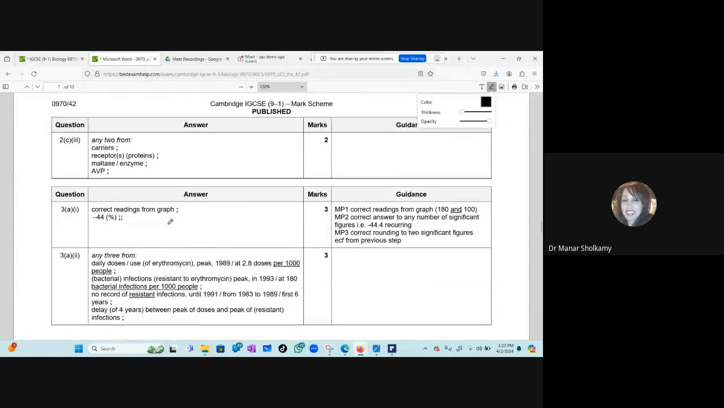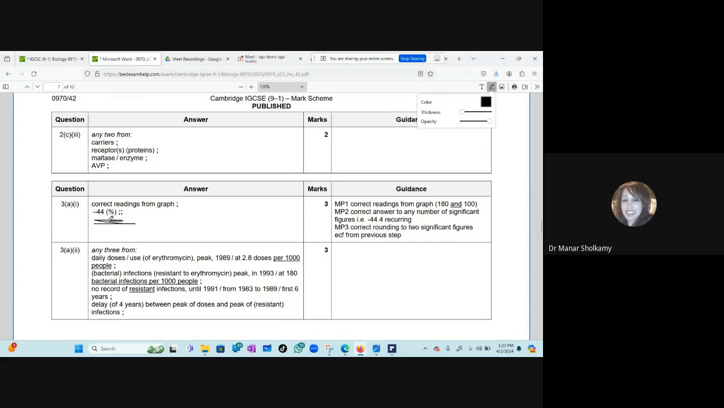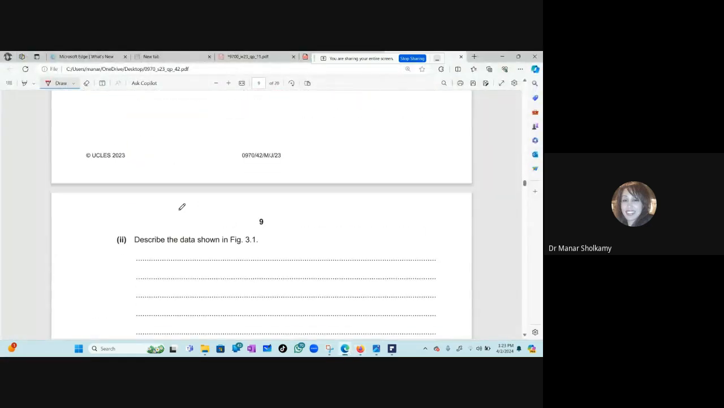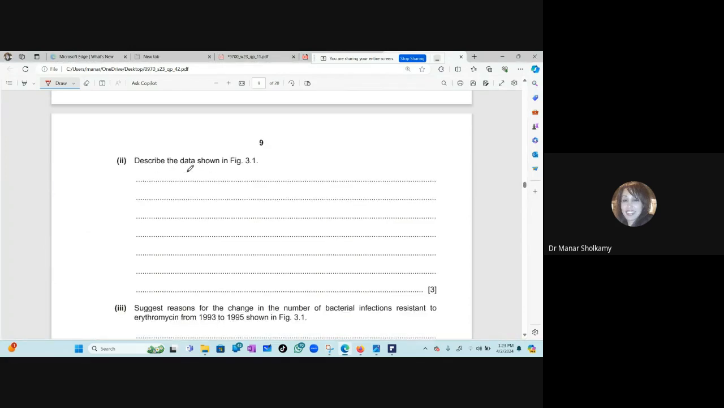Let's see if we are right. Yes, minus 44. Correct. Okay. So percentage change is important. Now describe the data shown in figure 3.1.